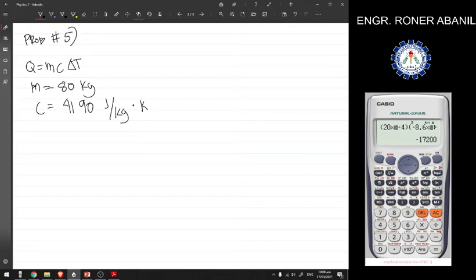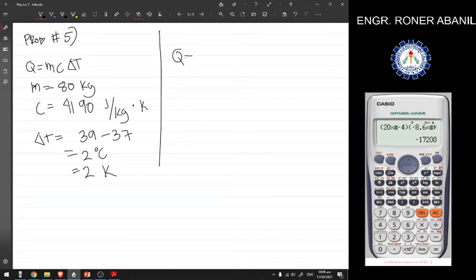So, our change of temperature is 39 minus 37, which is 2 degrees Celsius or 2 Kelvin. So, we just plug them into this formula. It's easy. Q is equal to M, or 80 kilogram, multiplied by 4190, which is C. Then multiply by 2.